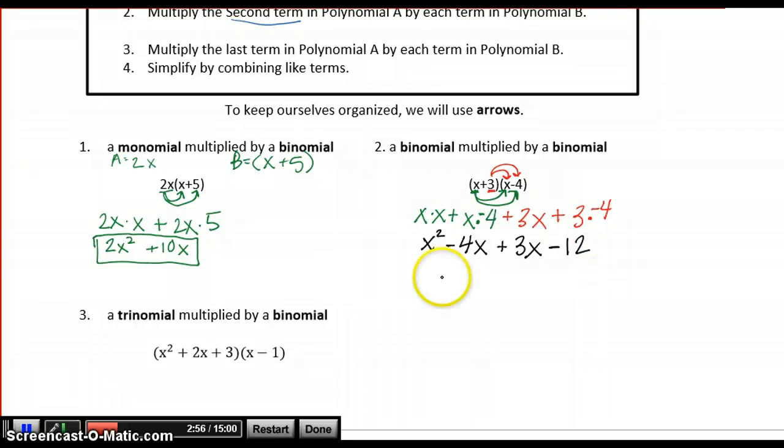Now we want to combine like terms. We have two terms with only an x in them here. Negative 4x plus 3x gives us minus 1x. So our final answer is going to be x squared minus x minus 12.